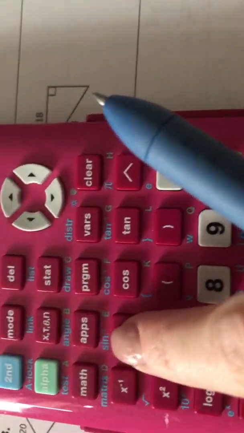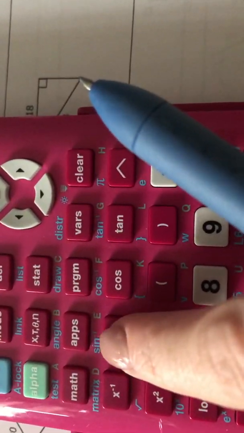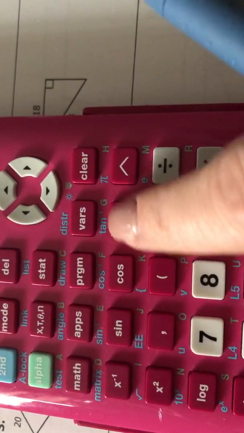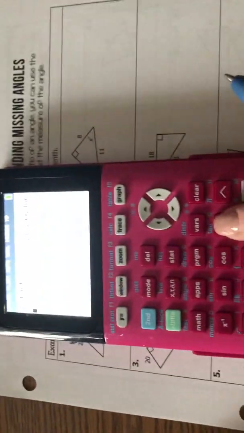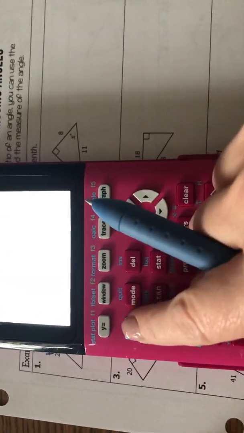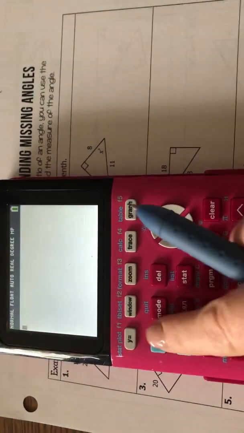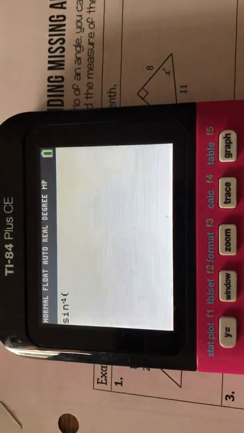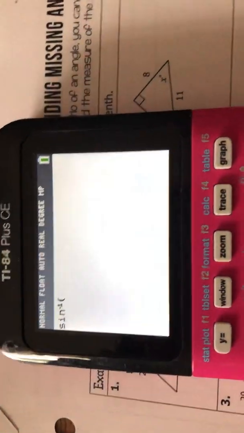So if you'll look at your sine, cosine, and tangent buttons, in blue above the sine button is sine inverse. Above cosine is cosine inverse. Above tangent is tangent inverse. So the very first thing I'm going to do is press second. Actually, I'm going to turn this down so you can see it. Second, sine. And that gives me my sine inverse of, what was it?